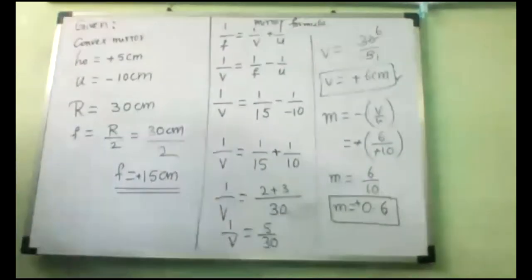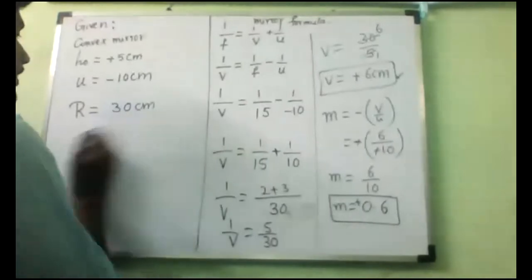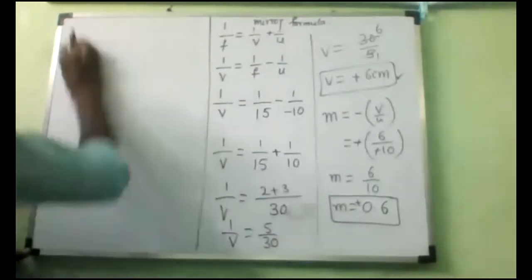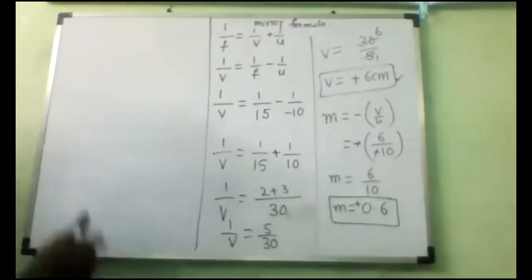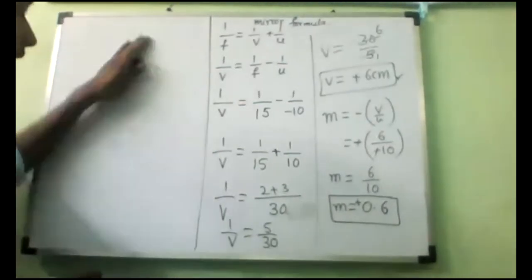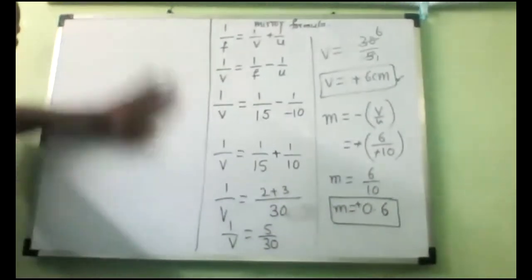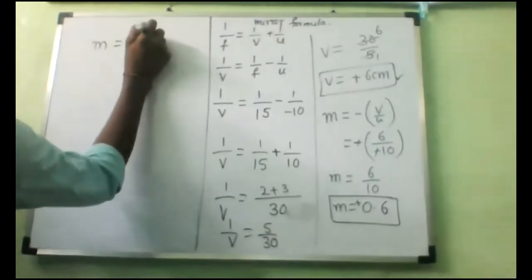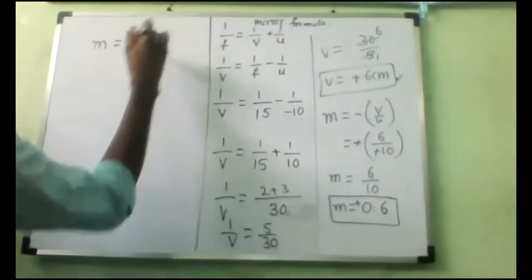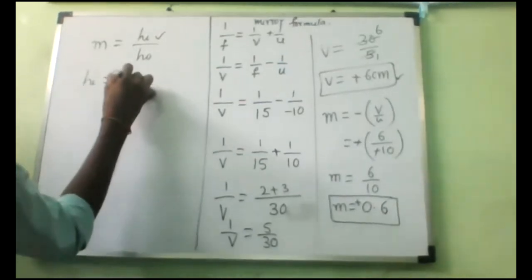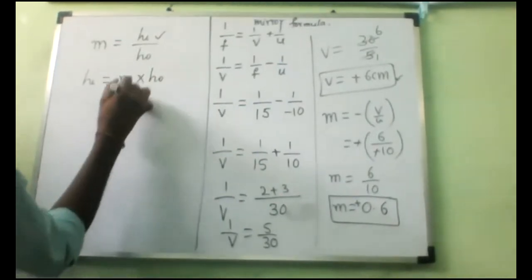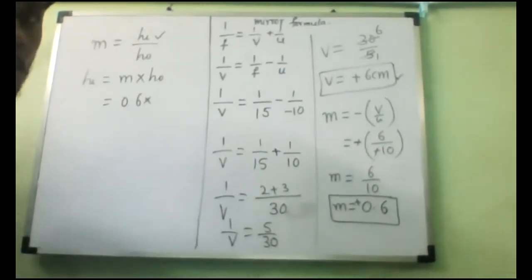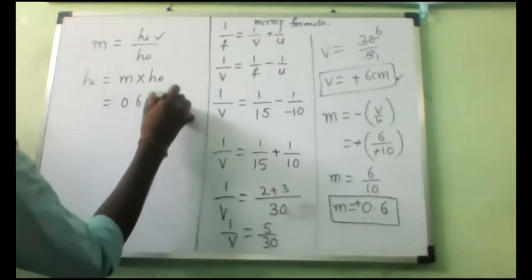It is completed. Now, how do we calculate the height of the image? What is the formula? Magnification M is equal to height of the image divided by height of the object. We want the height of the image, so height of the image is equal to magnification into height of the object. Magnification is 0.6, and the height of the object is 5 centimeters. Very good.